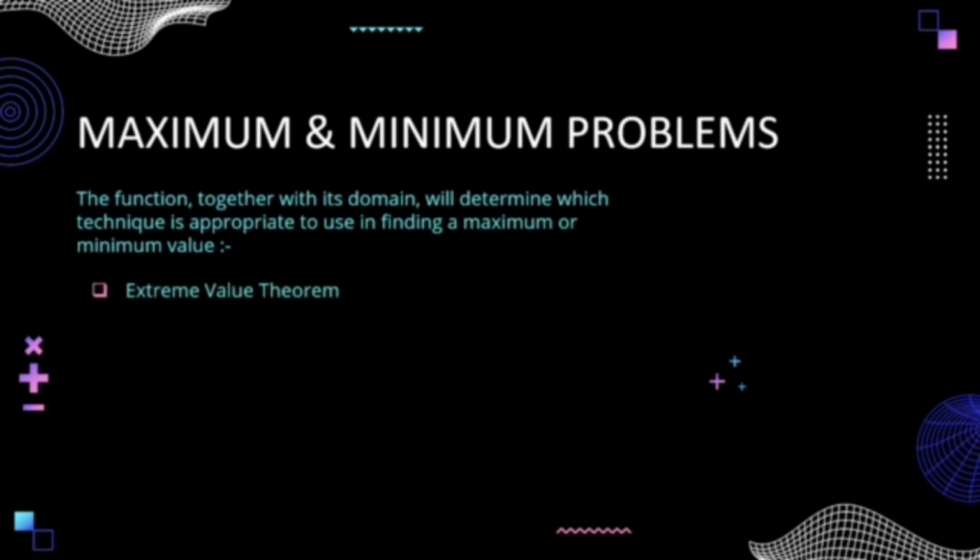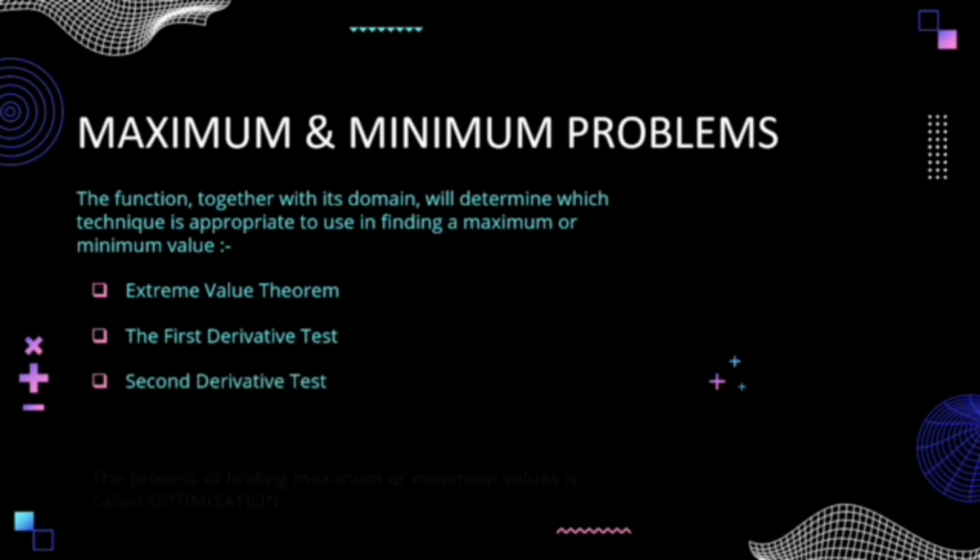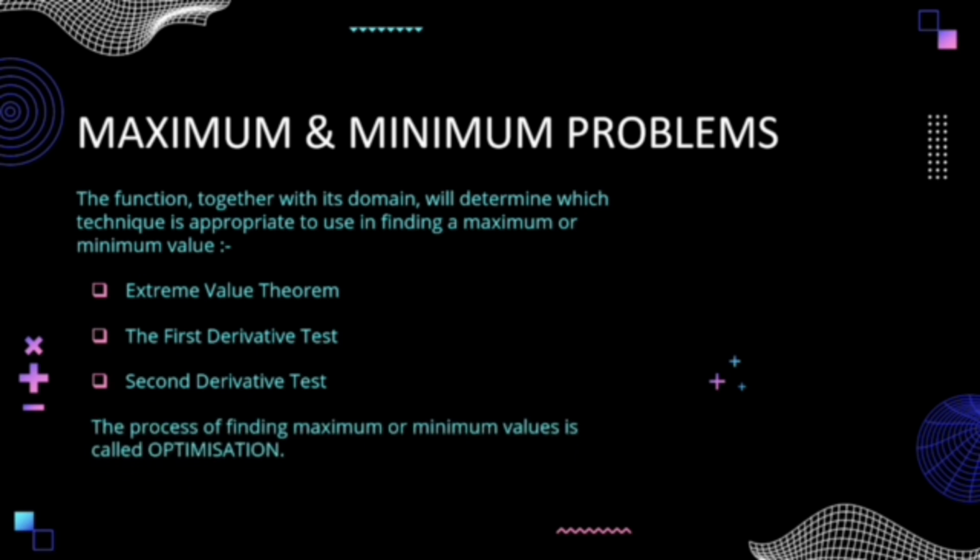So to find the maximum and minimum problems, the function together with its domain will determine which technique is appropriate to use in finding a maximum or minimum value. There are several ways to find the maximum and minimum value. The first method is the extreme value theorem. Next, the first derivative test, and lastly, the second derivative test. The process of finding maximum or minimum values is also called optimization.